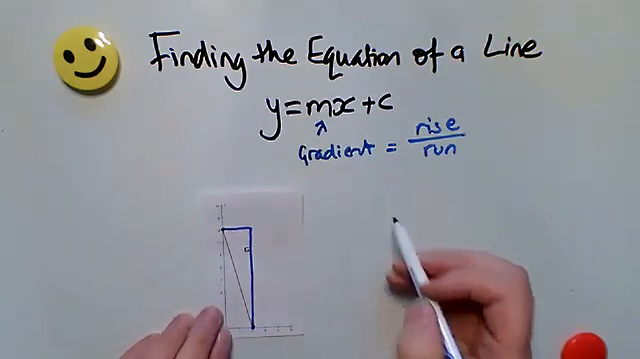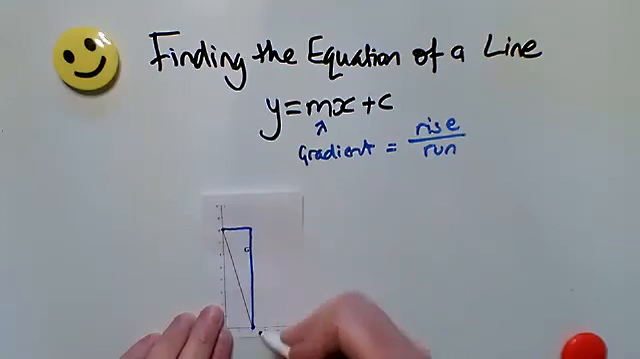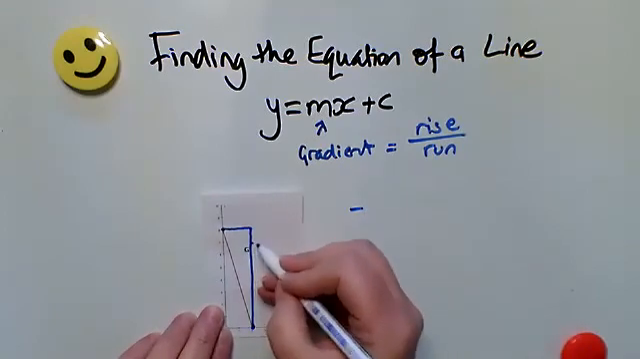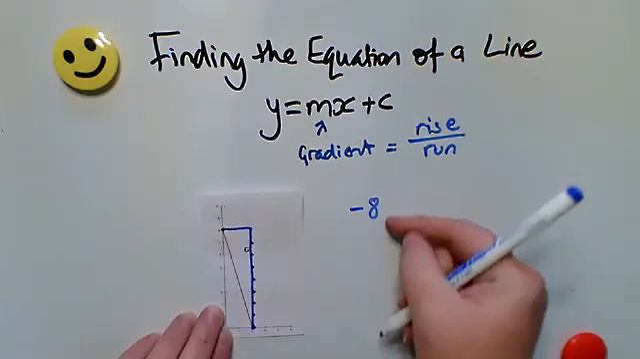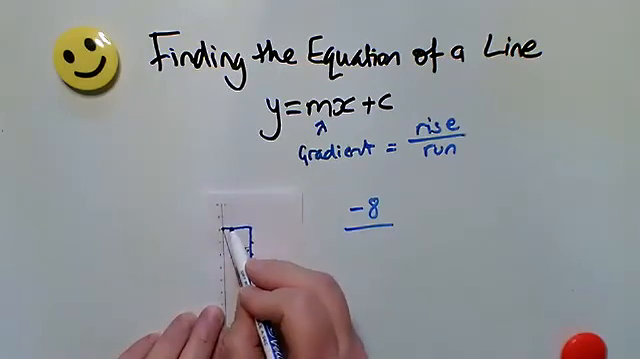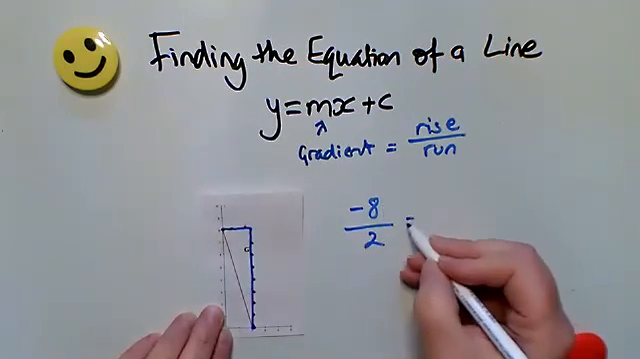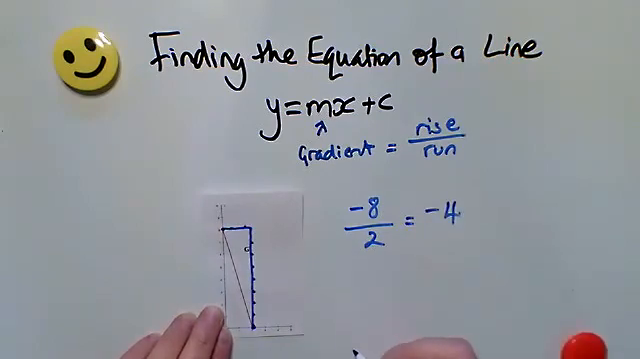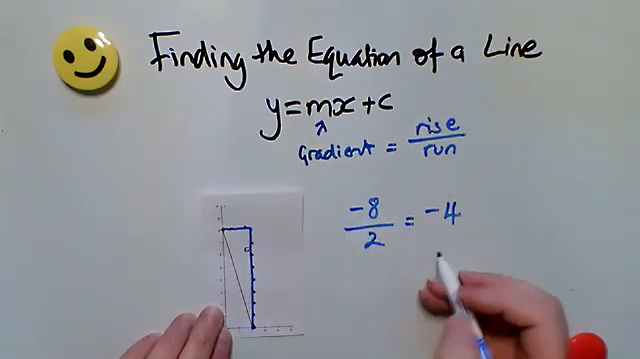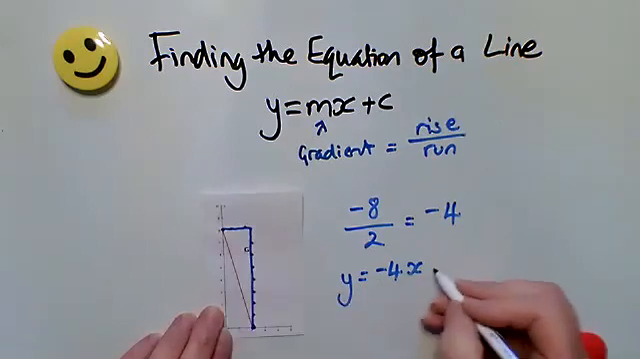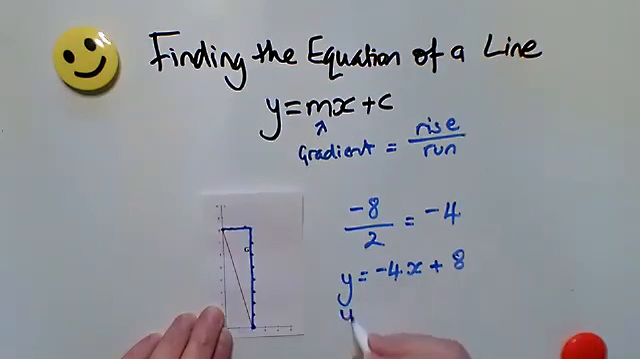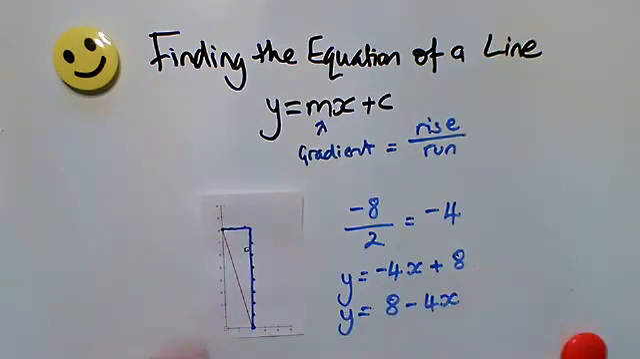So my gradient is going to be the rise. Now, because this is going downwards, I'm going to say it's a negative value. 1, 2, 3, 4, 5, 6, 7, 8. So I'm going to say a fall of 8 over a run of 2. And negative 8 divided by 2 gives me a gradient of negative 4. So the gradient is negative 4, so y equals negative 4x, and it crosses the y-axis at positive 8. Again, you might see this written like that, and that's exactly the same equation. All I've done is move that negative 4x to the other side of the 8.